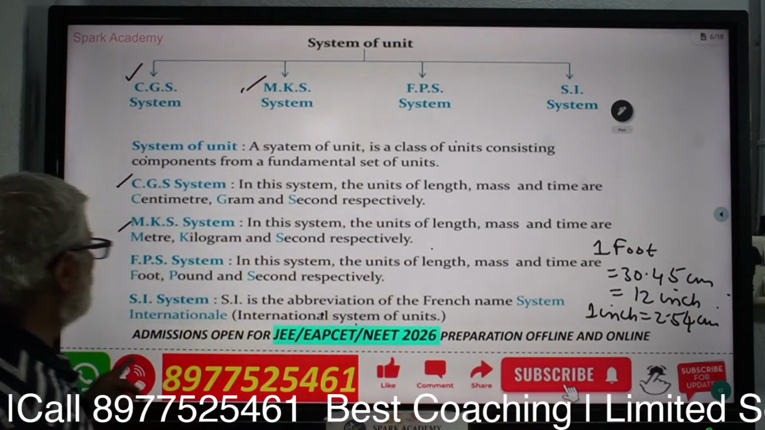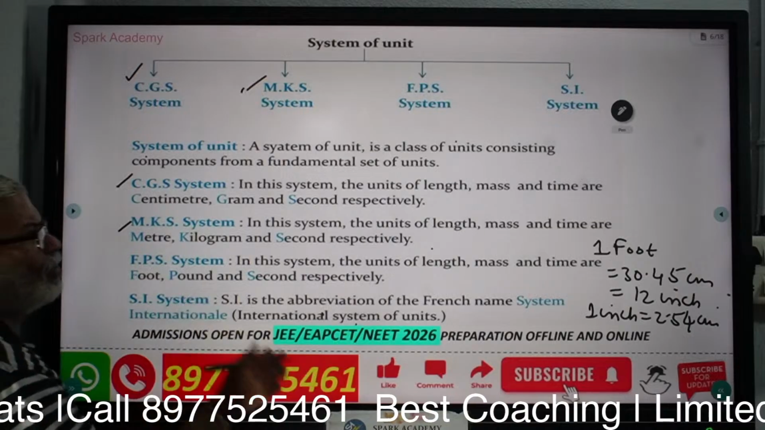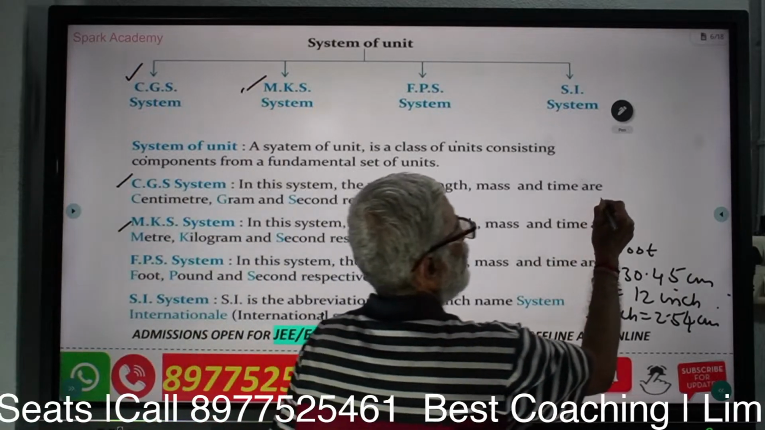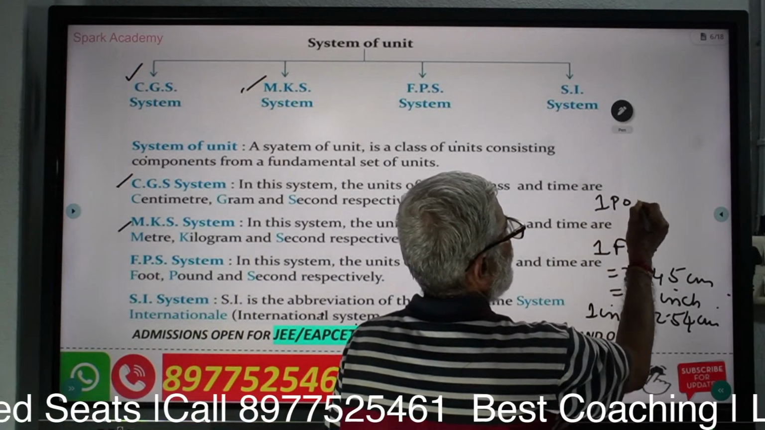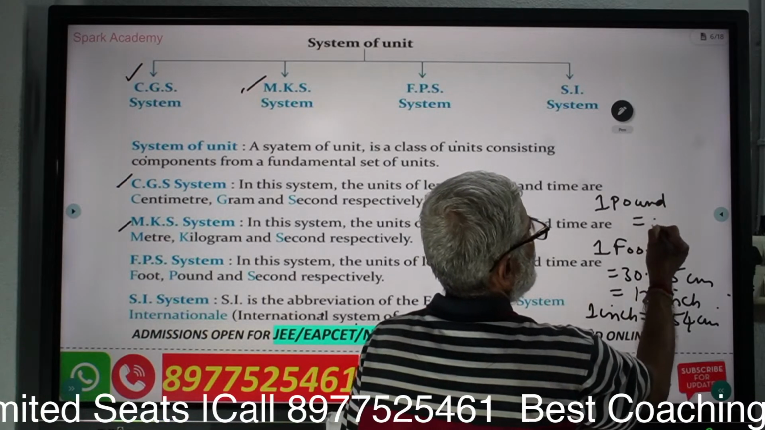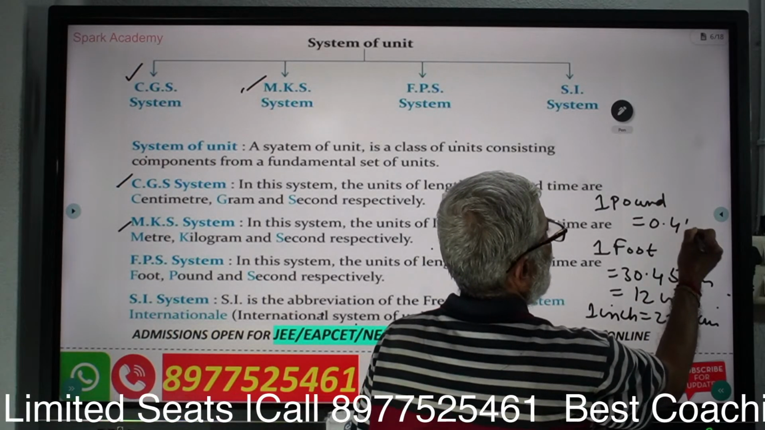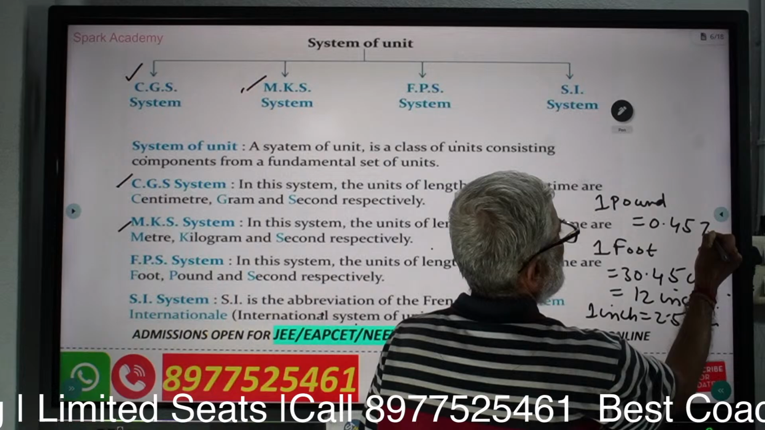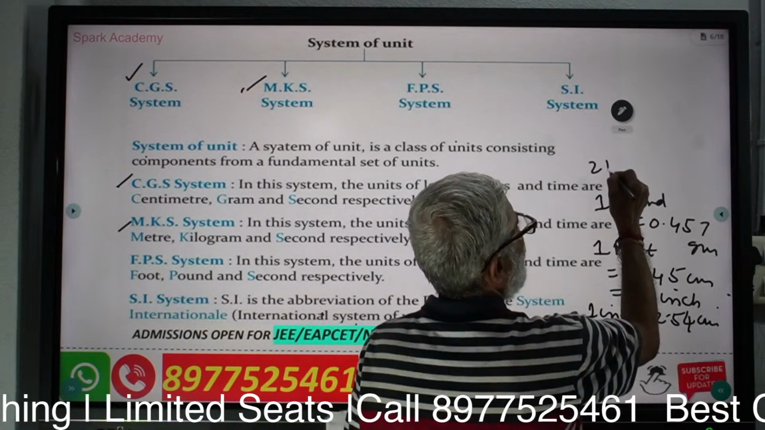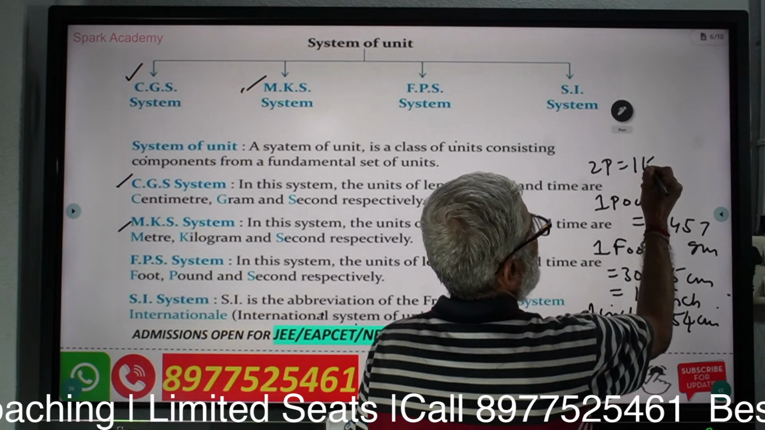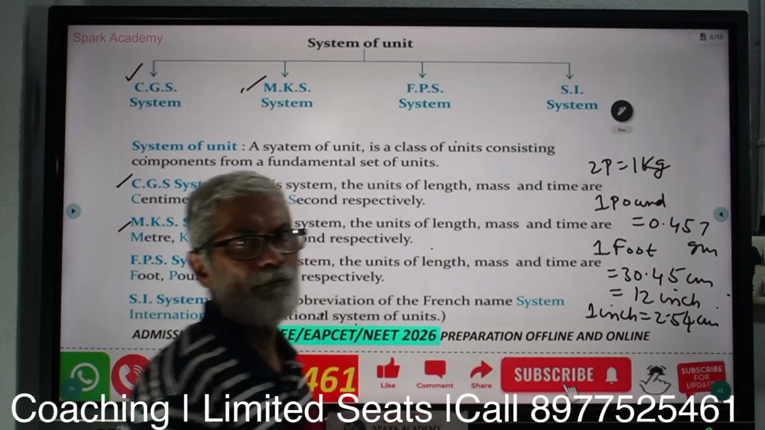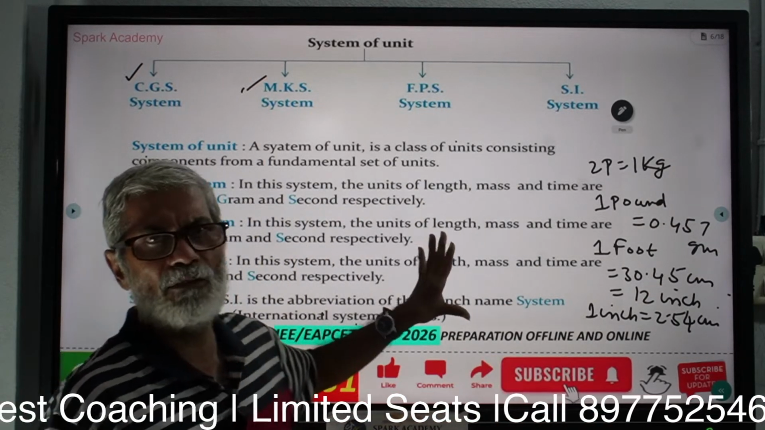And pound, what is the meaning of pound? 1 pound will be roughly equal to 0.45 some 7 kg, or roughly 2 pound will be equal to 1 kg. Roughly. Like that there are different conversions.